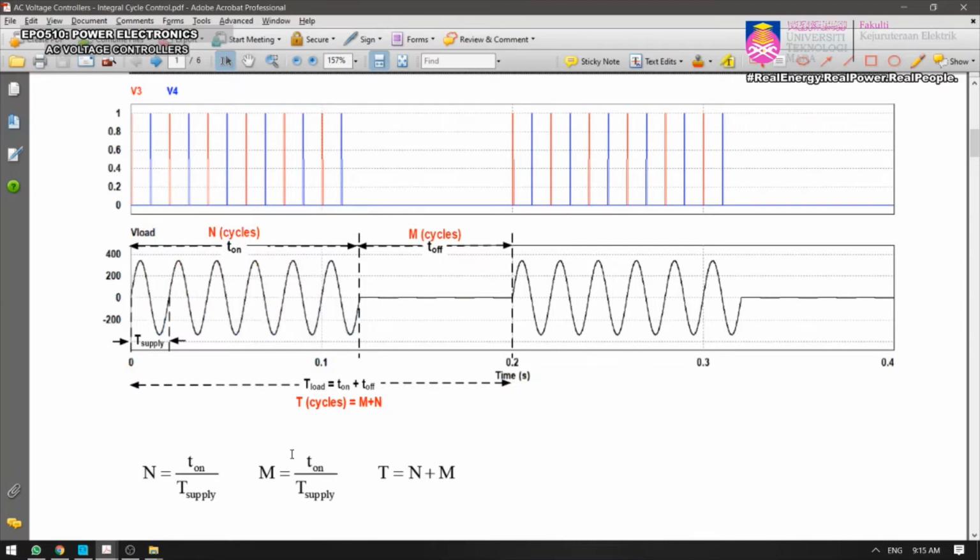Therefore, if you focus and look at the output, it is continuous, it is repeating, okay, but the frequency is slower than the input frequency. Right? So let's look at the next slide.